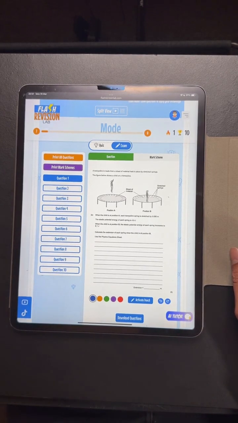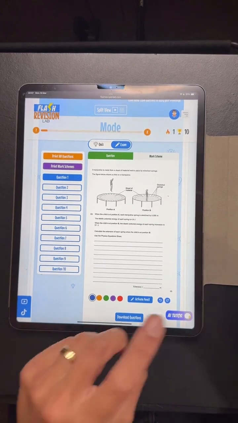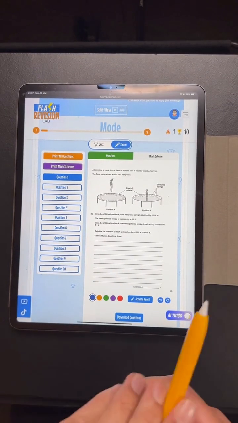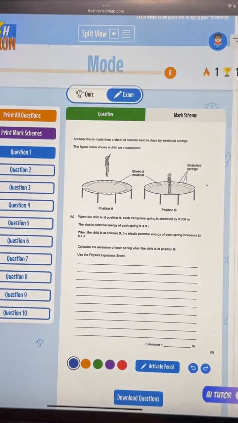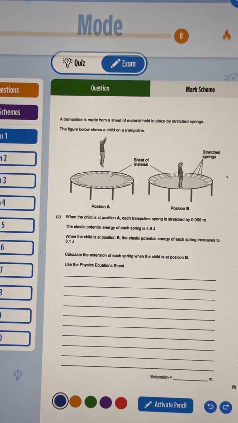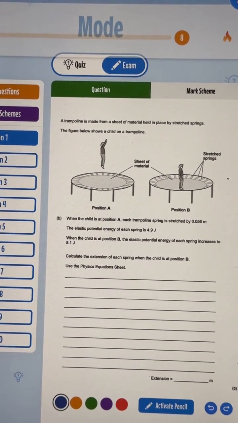No problem. So I think I saw some other questions. One second. So Zach, will this equation be given to us in the formula sheet? Yes, as you can see in this question, if I zoom in again, sorry, it says use the physics equation sheet, so you will be given the equation.